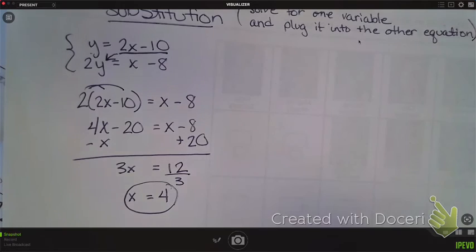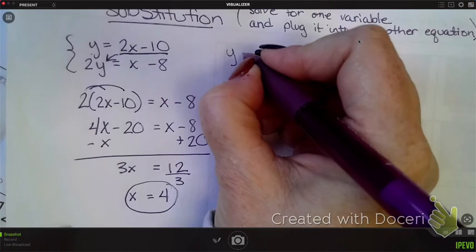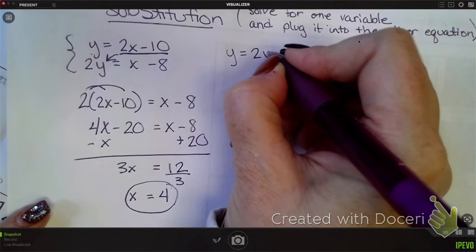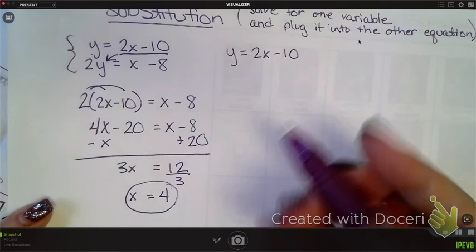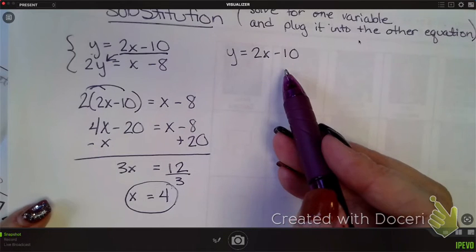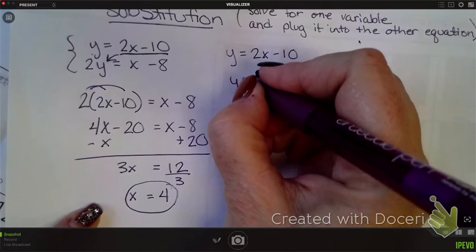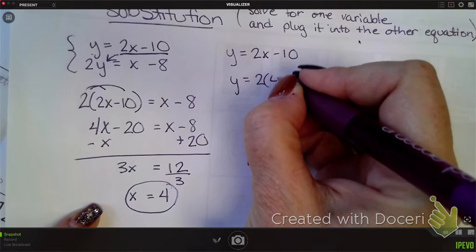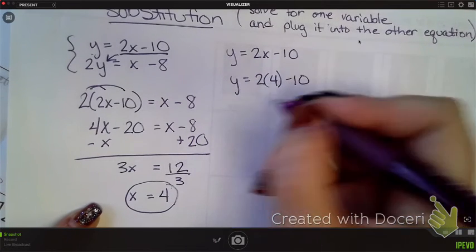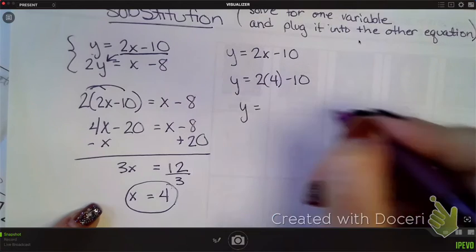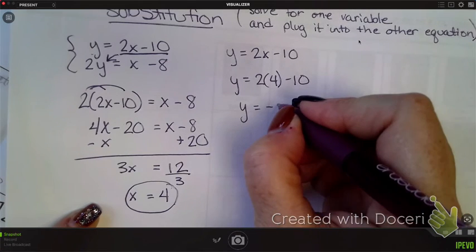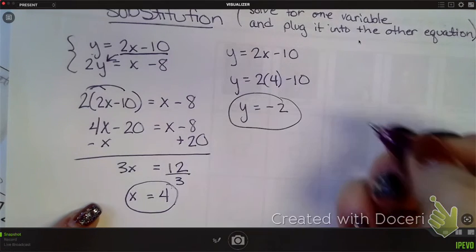Thank you. The reason why I said please say the first one over and over is, is it already solved for y? Yes. So I'm going to plug in that x. So y equals 2 times 4 minus 10. So y equals what? Negative 2. And my final answer is? 4 comma negative 2.